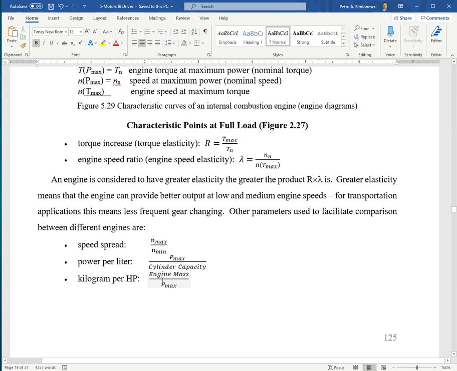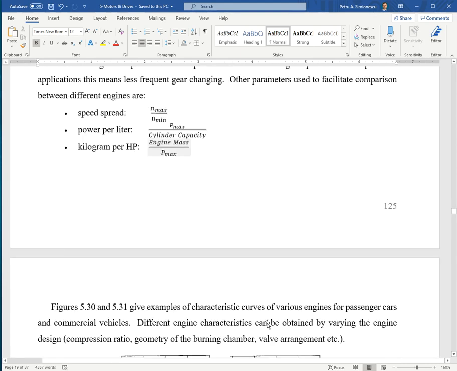And then diesel engines are heavier because of the higher compression ratios, and their kilogram per horsepower is higher than for gasoline engines. And extending this to gas turbines, gas turbines have even better kilogram per horsepower characteristics.